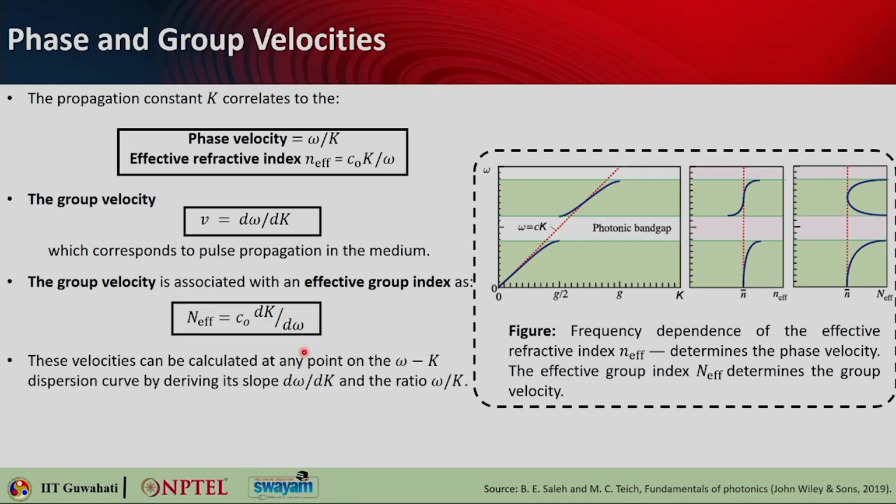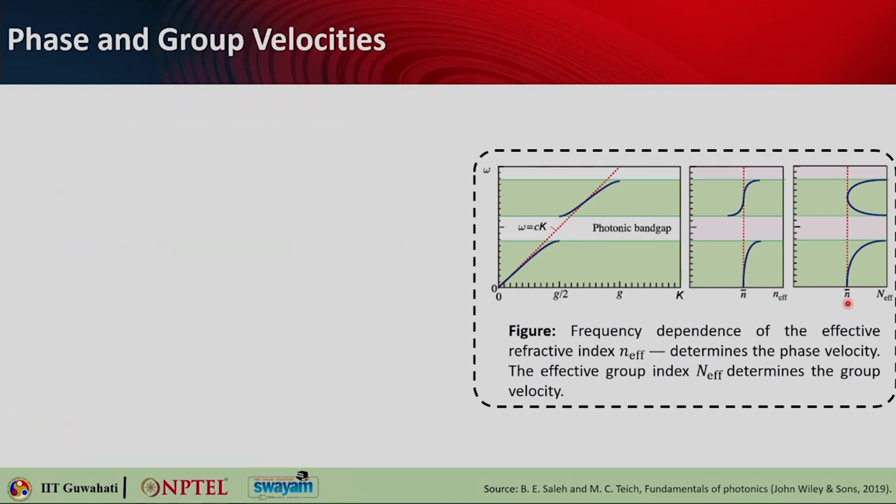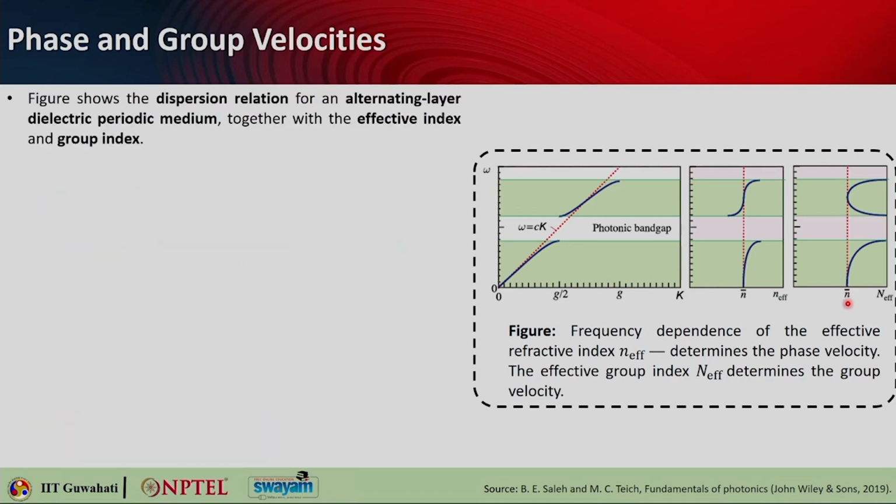Now these velocities can be calculated at any point of the dispersion relation curve by deriving the slope d omega by dk, and you can also take the ratio of omega by k. So as shown here, you can calculate what is small n effective, what is your capital N effective, and what is n bar. N bar is the mean value, the mean refractive index.